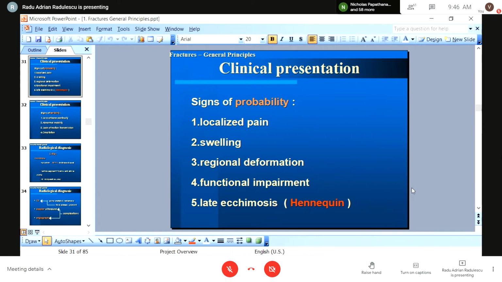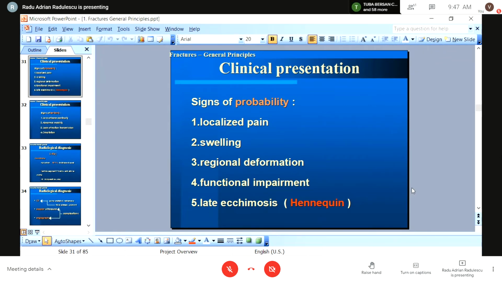Also, we may get a late ecchymosis. Ecchymosis, like you probably know from physiopathology, is the correspondence of a hematoma at the level of the skin. If the hematoma is profound, usually in the middle of the limb, then at the surface of the limb we may get this ecchymosis, which is also produced by blood migrating from the hematoma towards the skin.